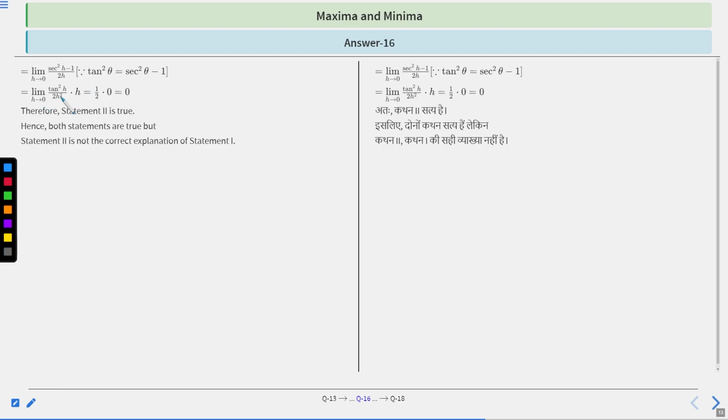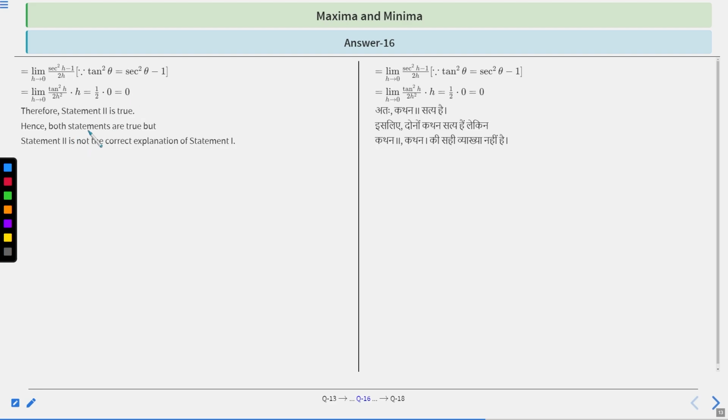Now it can be written as tan square h, since tan square theta is sec square theta minus 1, right? Therefore, it is equal to the limit h tending to 0 of tan square h upon 2h square. Clear? We have multiplied and divided by h. Now, the limit h tending to 0 of tan square h upon h square will be 1. So it is equal to 1 by 2 into 0, since the limit h tending to 0 of h is equal to 0, right? So it is equal to 0.